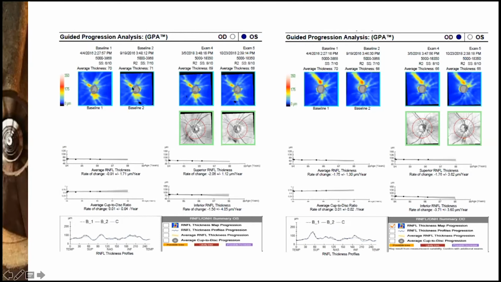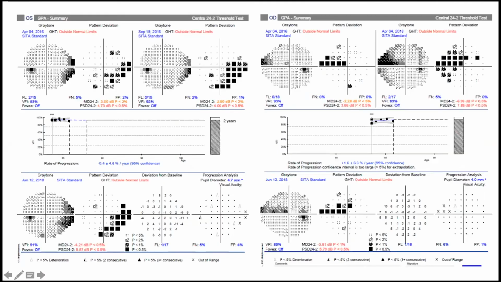But now, when we look at our thickness, when we look at our deviation maps, and when we look at our trend lines in both the right and left eyes, we have a much flatter curve. And we can say, I think with a lot of confidence, that we've got this patient in a position where I think he's going to be fine for the duration of his life. We can do the same thing with his visual field.